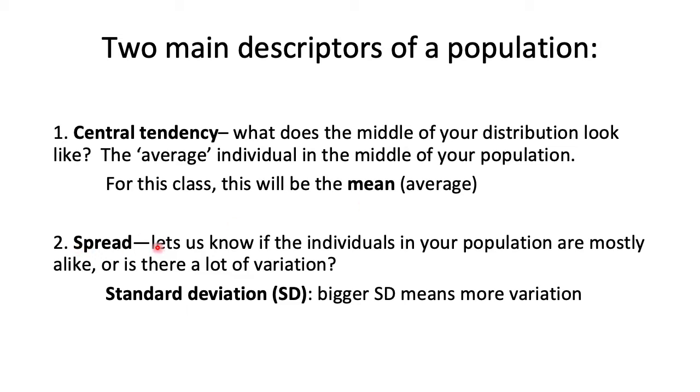The spread lets us know if the individuals in your population are mostly alike or if there is a lot of variation. That is also referred to as the standard deviation. The bigger the standard deviation, the more variation in your population.